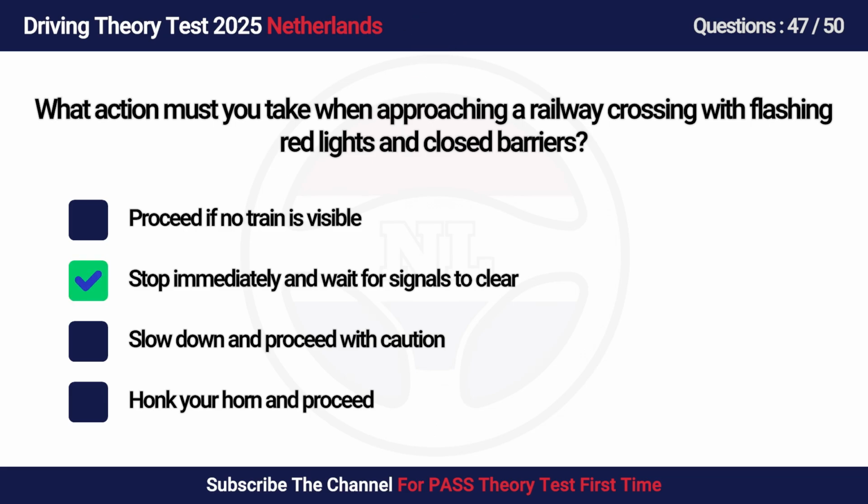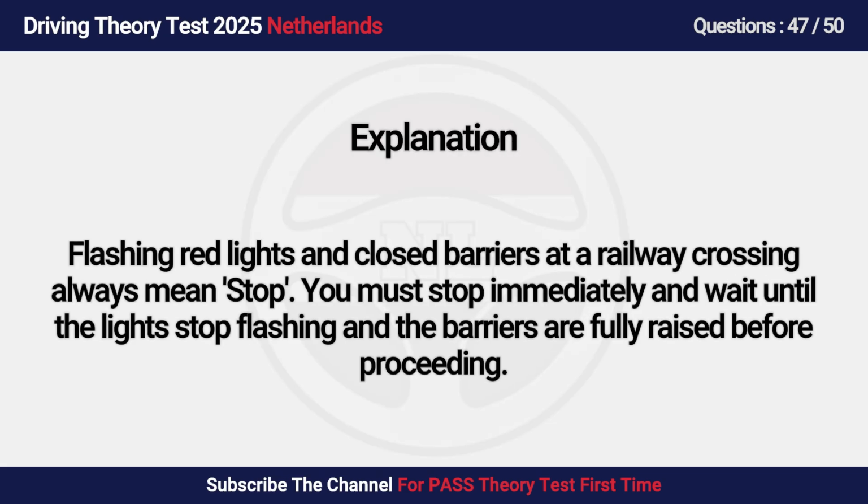Answer is B. Stop immediately and wait for signals to clear. Flashing red lights and closed barriers at a railway crossing always mean stop. You must stop immediately and wait until the lights stop flashing and the barriers are fully raised before proceeding.